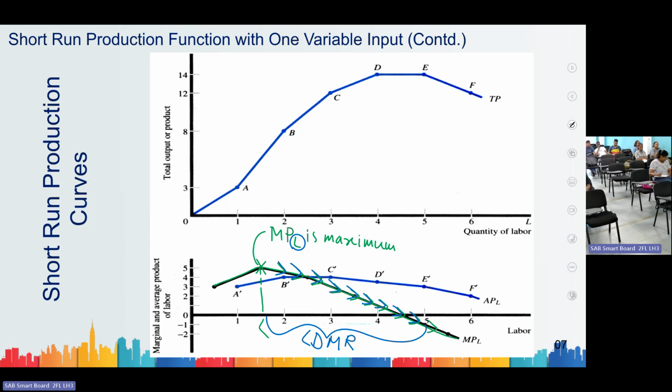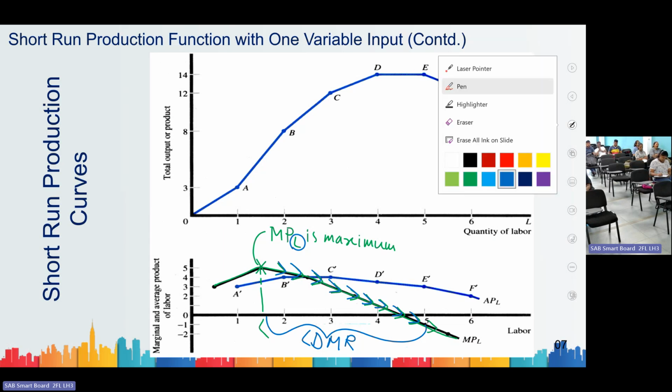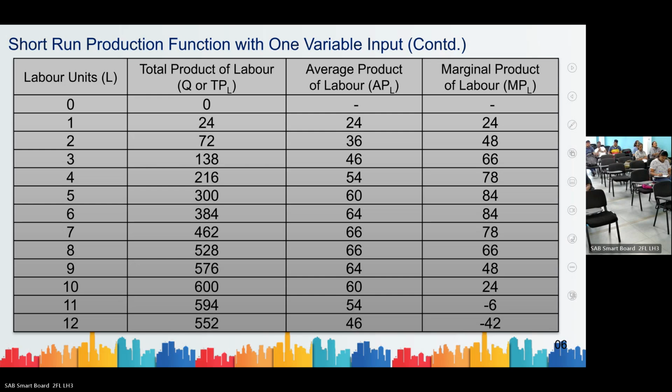So if I show the same thing with numbers, it's over here. Marginal product of labor quantities are there. You can see the maximum marginal product of labor is at this level. The maximum level of marginal product of labor is here, at this range of labor.